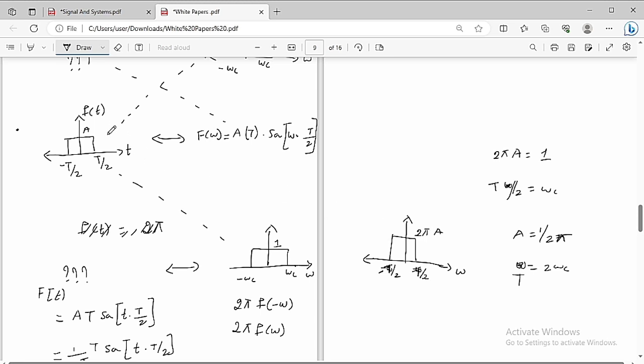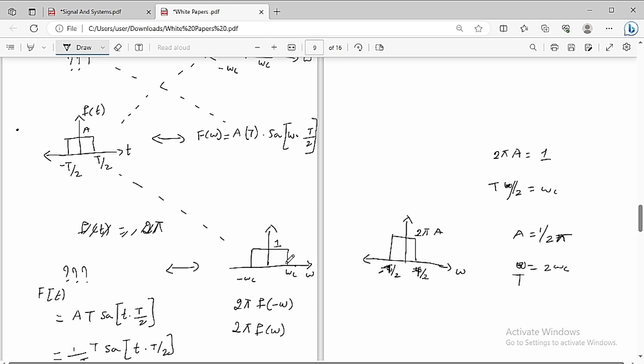For small t, it is replaced by minus omega. As this is an even function, it remains as it is. So in place of small t, I have replaced omega, because it's an even function. So f of minus omega is equal to f of omega, because f of t is equal to f of minus t. Because of that reason, I have replaced here. So this is the overall graph that we have got.